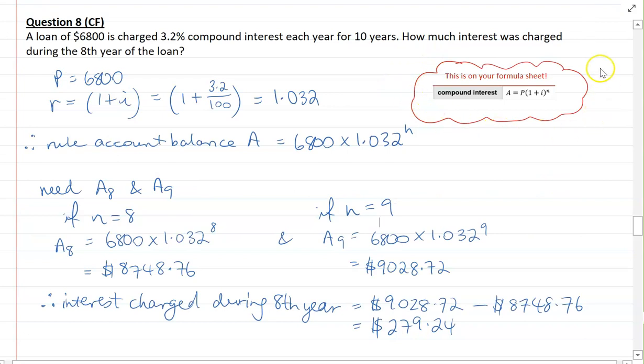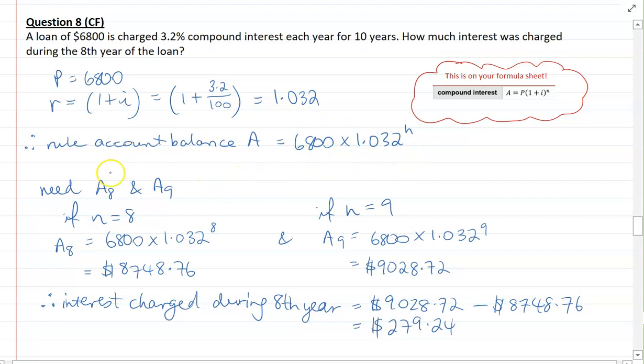Remembering that your compound interest formula is on your formula sheet, we can write down that our principal was 6,800. Our rate that goes in that brackets there is 1.032. Therefore, your rule to find the account balance is going to be 6,800 times 1.032 to the power of n. Remembering again, you cannot combine those values there. Common mistake, don't do it.